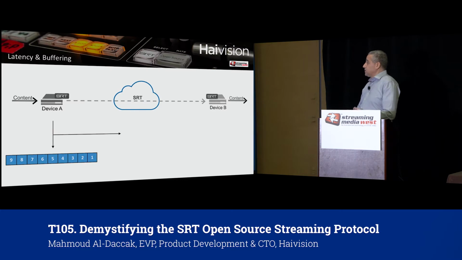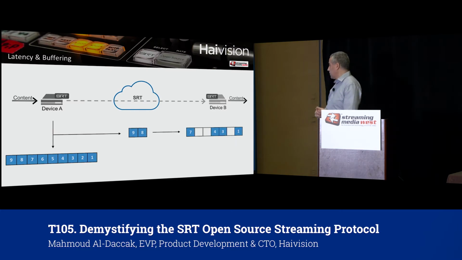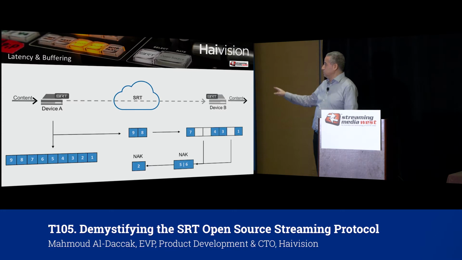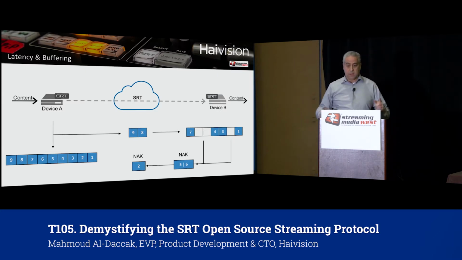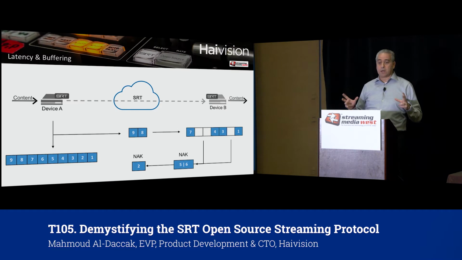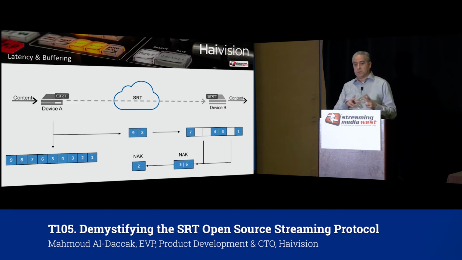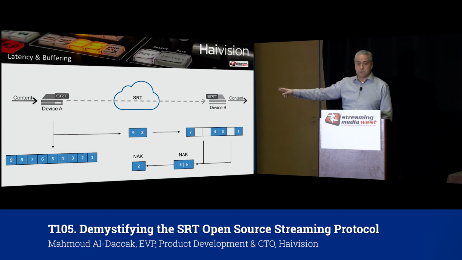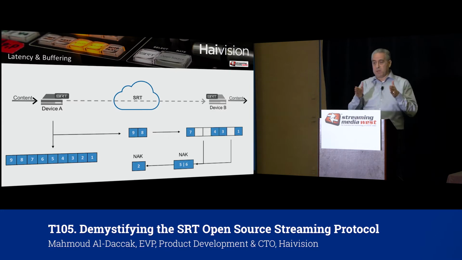SRT is all about the latency and the buffering and how we manage that. So this is just a very simplistic way of looking at it. Basically, you have a buffer at both ends, on the sender and the receiver. The buffer on the sender needs to be large enough to accommodate roughly 2 to 3 times RTT. So it has to have enough so that if the receiver says, I did not receive something, the sender can still have it. So it needs to maintain a minimum of buffer.